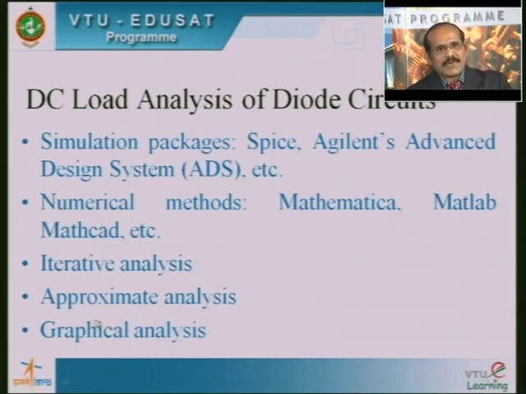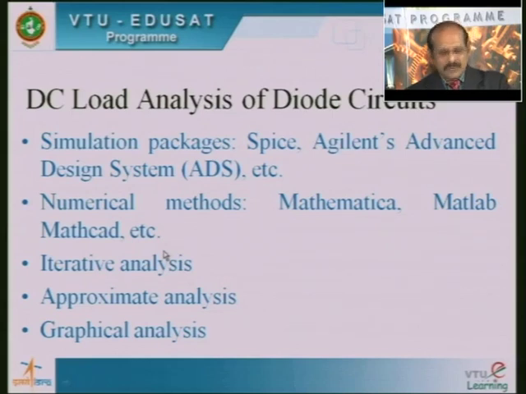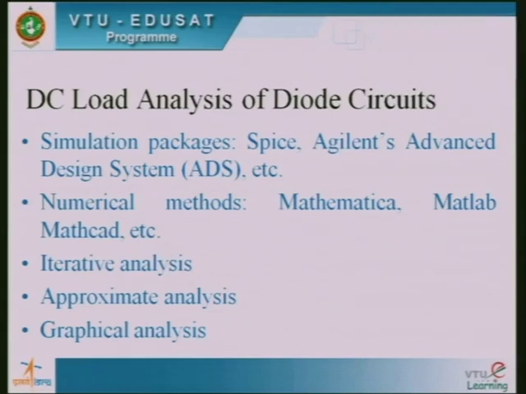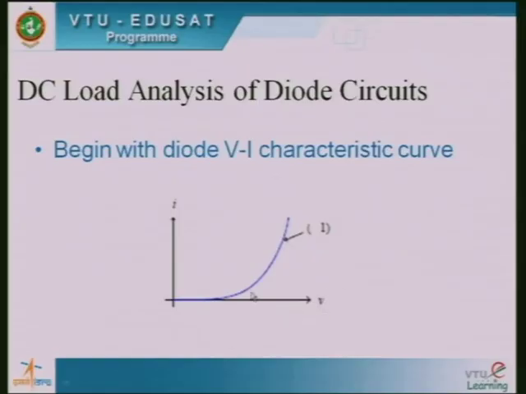So in today's lecture we shall discuss graphical analysis, and how, using graphical analysis, you can find the DC conditions existing in the diode circuit. Friends, the first step is to begin with the diode VI characteristic curve. You can see that V is along the x axis and I along the y axis, and there is a non-linear relation between V and I, represented by equation 2.